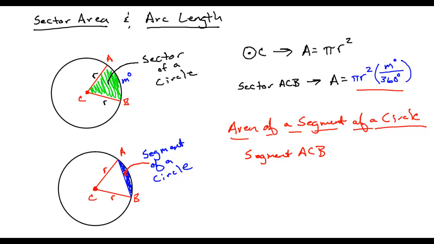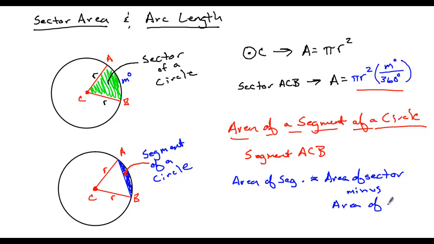So write down what that looks like. The area of the segment is equal to the area of the sector minus the area of the triangle. We're going to do an example in just a minute of all of these, and you can see how it works. It's very easy, very smooth. So just bear with me a little bit longer.